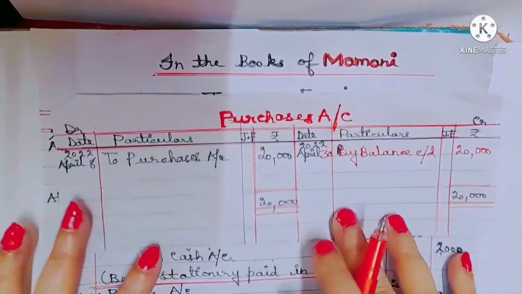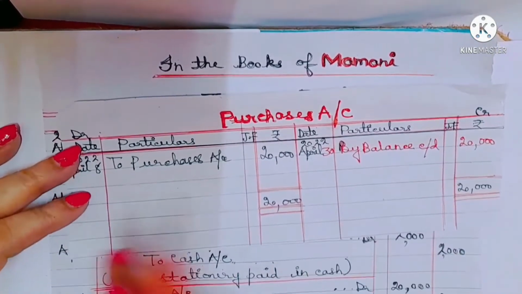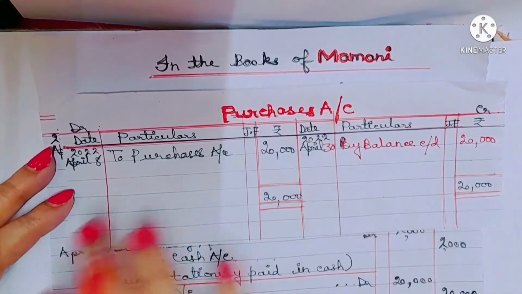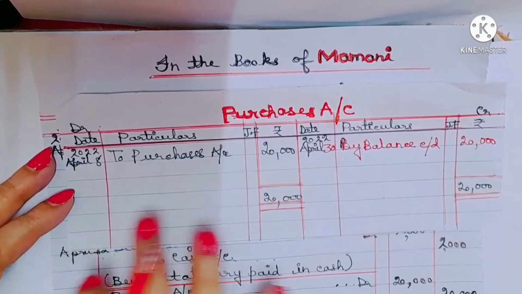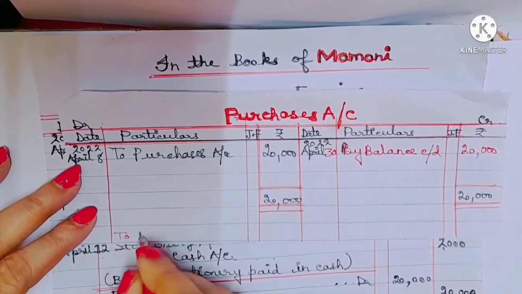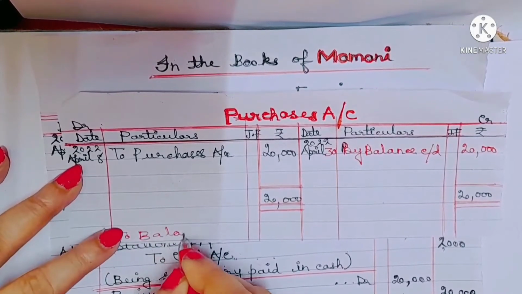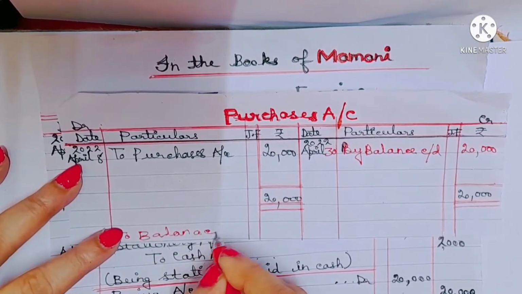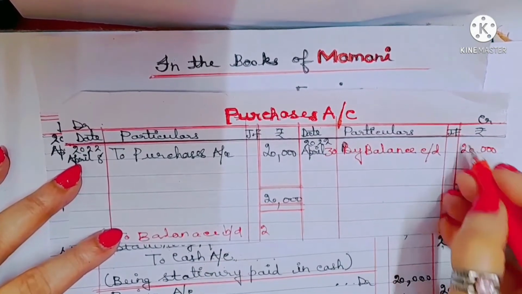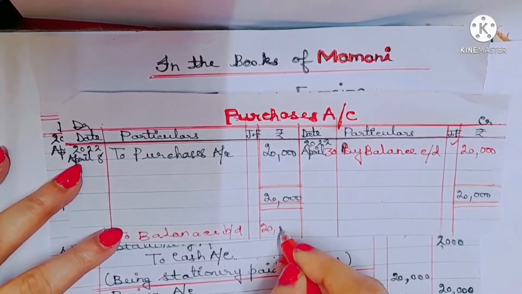30th April, last date, last day in the month of April, and this by balance CD will appear on the opposite side. This is on the credit side, it will appear on the debit side beneath the total. To balance BD, to balance BD, how much? 20,000. Same amount, same amount.